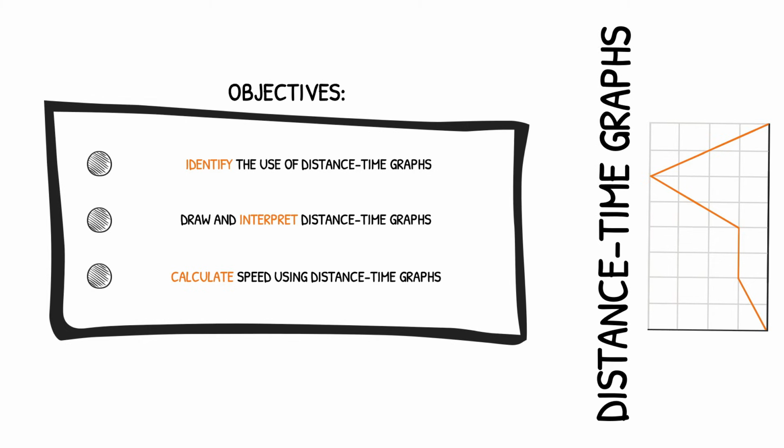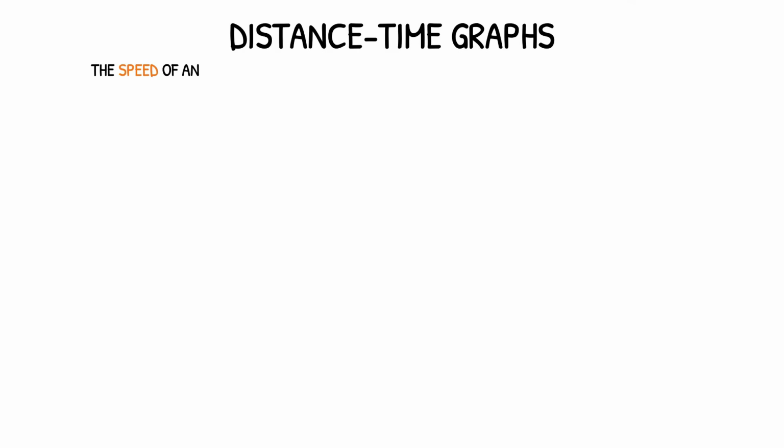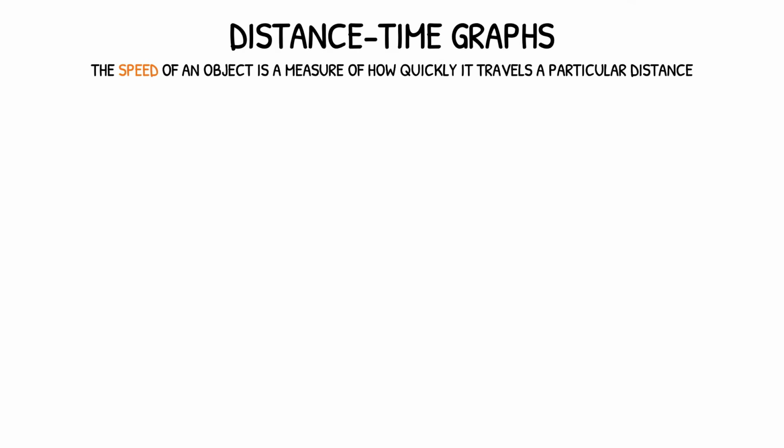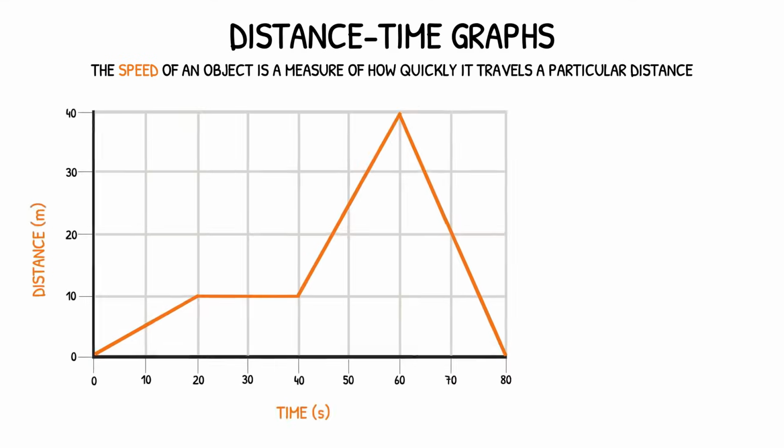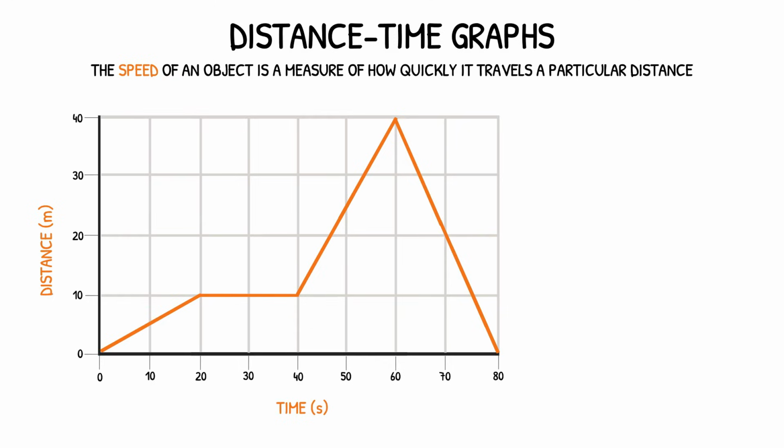So, let's go. The speed of an object is a measure of how quickly it travels a particular distance. We can use distance time graphs to provide a visual representation of the time taken for an object to cover a certain distance. Let's look at this distance time graph as an example.